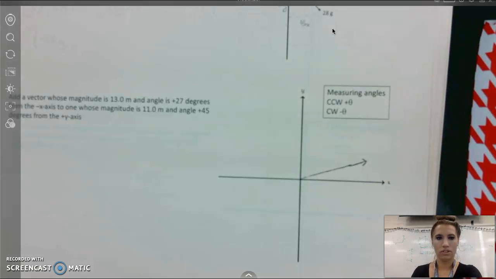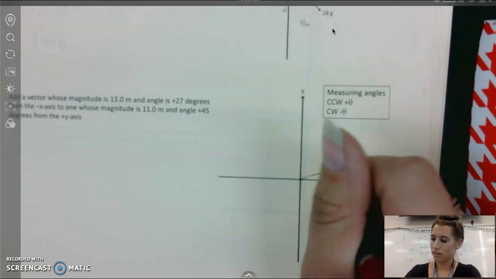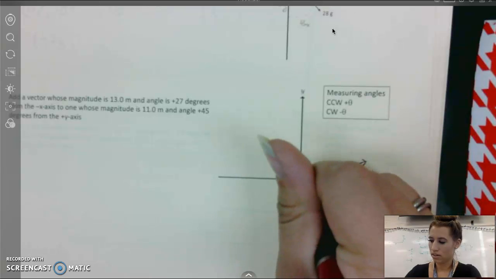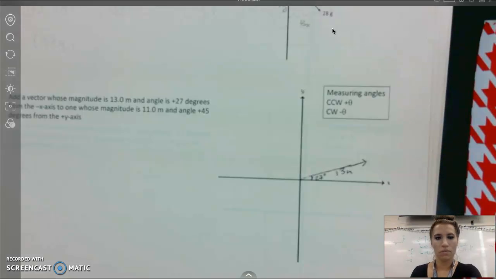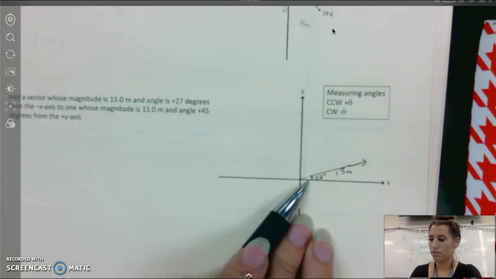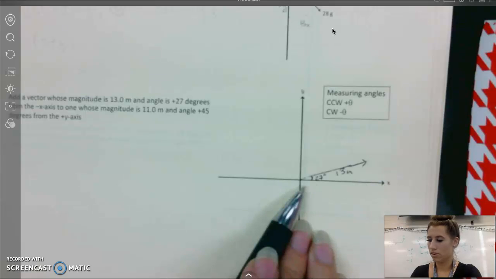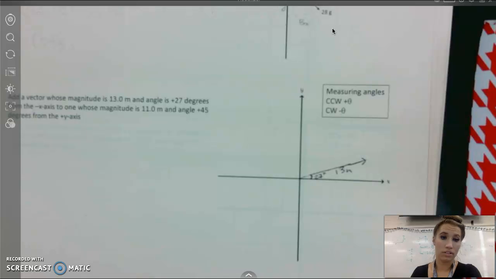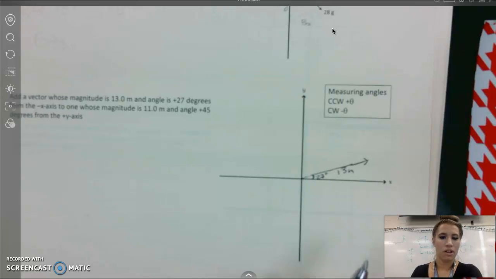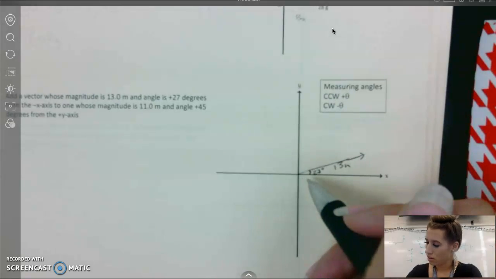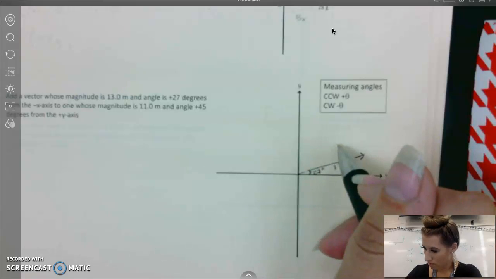Okay, so this has a magnitude of 13 meters and it has an angle of 27. And see how it is a positive 27 from the x-axis? If we're calling this 0 and we go up 27 degrees, that's where we get to our angle there. Okay, and now we have another one that's a magnitude of 11 at 45 degrees. So 45 is kind of right in the middle here.